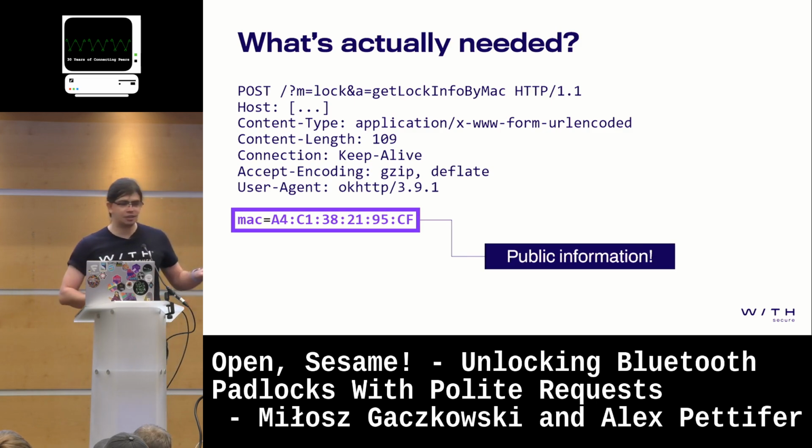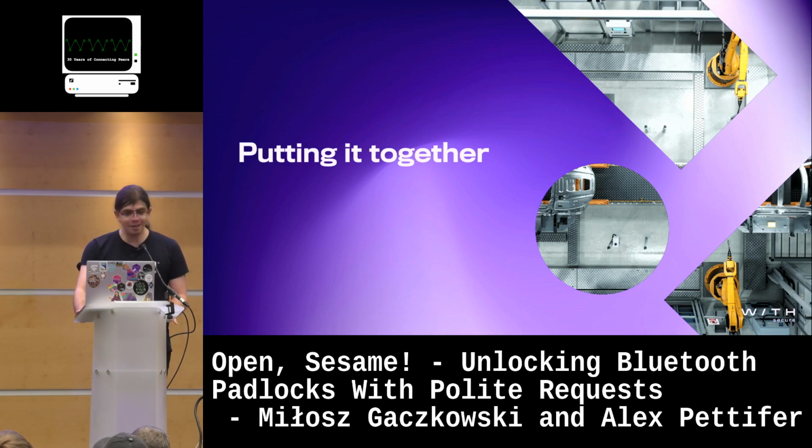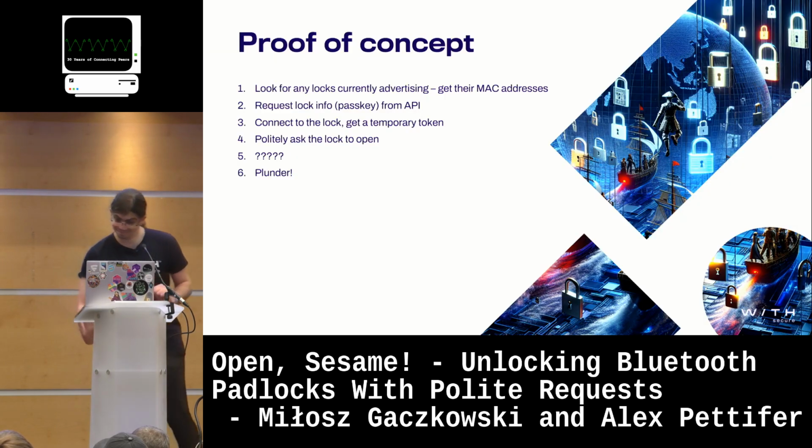So the MAC address, again, I realize this is kind of clipped, but I think you can infer most of it. So basically, it's MAC equals that, right? That is public information that you can get from the lock itself. Which means now we can put something together. And I'll hand over to Alex, who put something together.